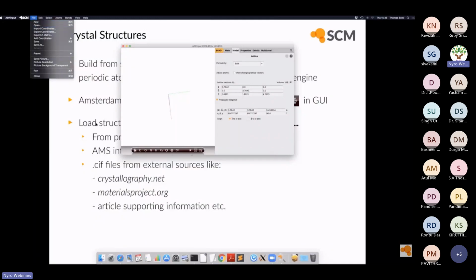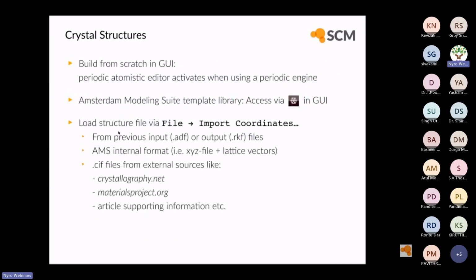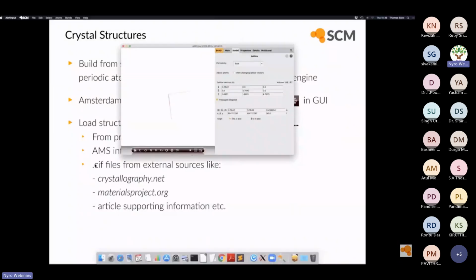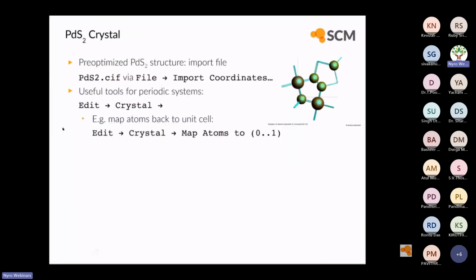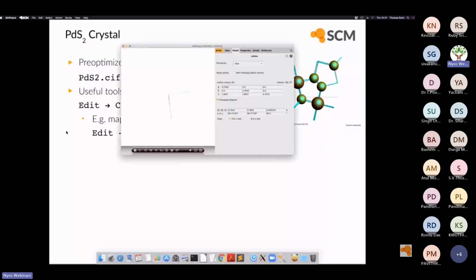Alternatively, there are also ways to download it from some crystallography database or websites, and our graphical user interface also supports the import of ZIF files. And indeed, that's what we're going to start with. So let me introduce you to the first example. This is a palladium disulfide crystal. I wasn't able to find this system in any database, so I assume it doesn't really exist.